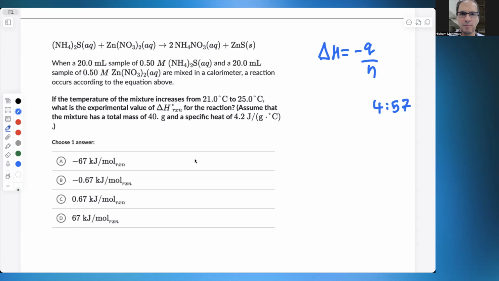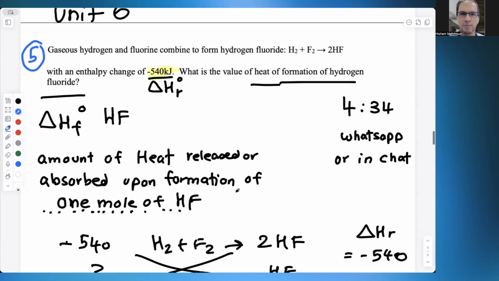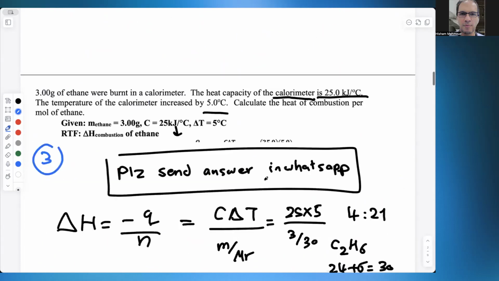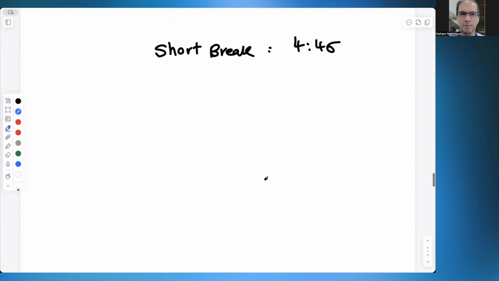Okay, so simply, delta H is equal to the negative Q, which is negative mc delta T, divided by n. So mc delta T is equal to what? It is equal to the mass, which is the mass of the total. We said when I'm mixing two solutions, the mass is the total of the two solutions, and n is the number of moles of the limiting reagent. So as we said, this is negative.